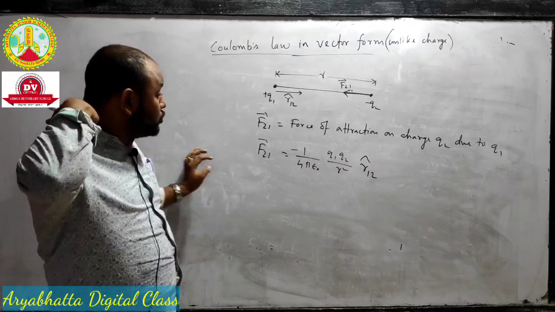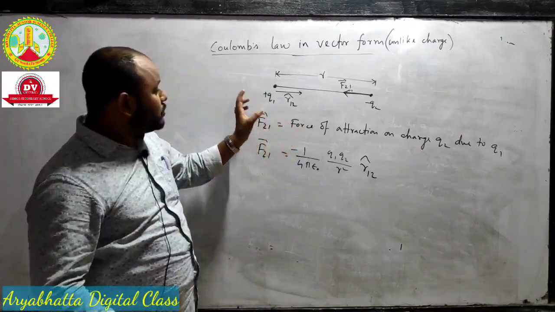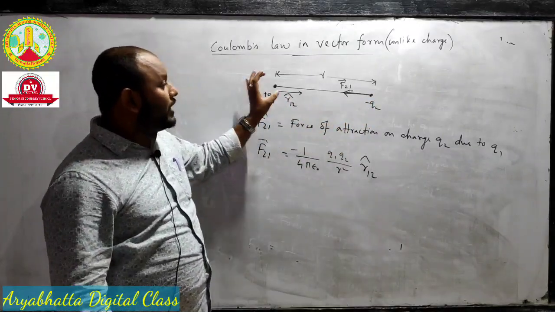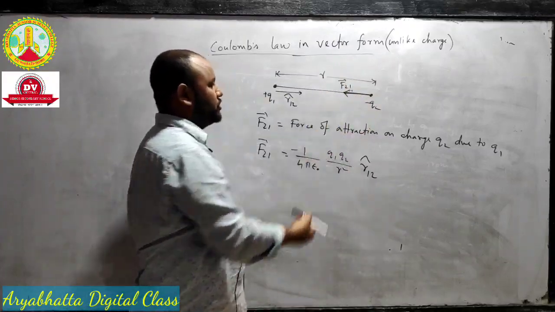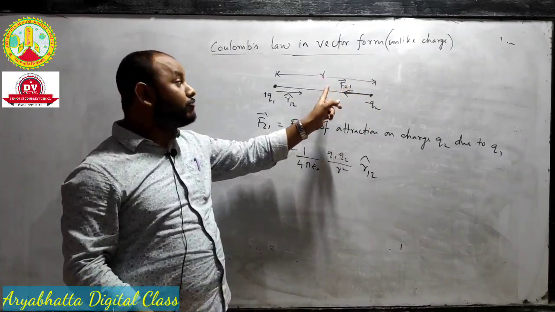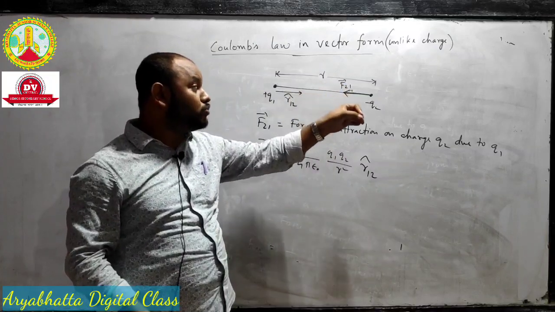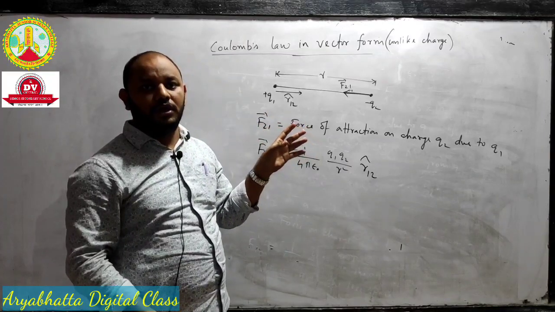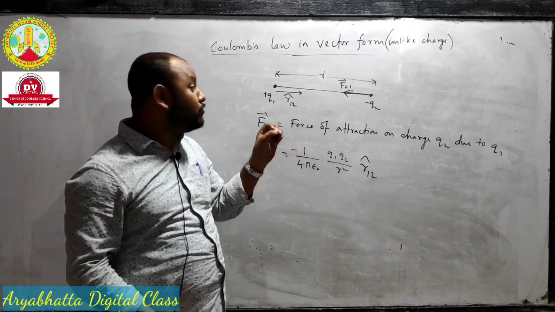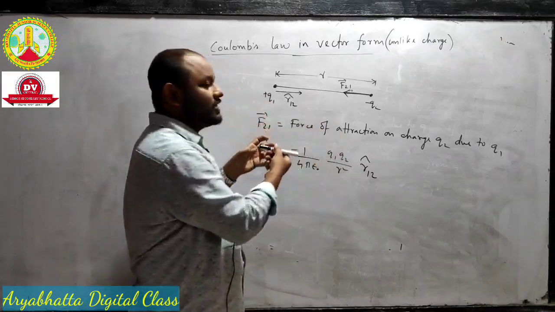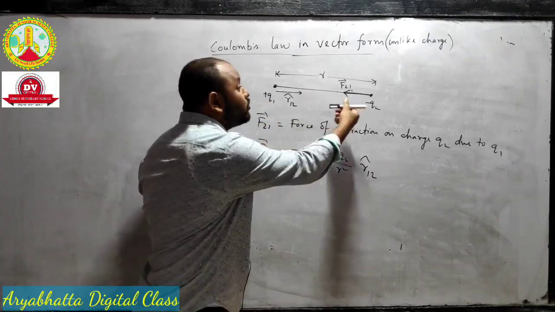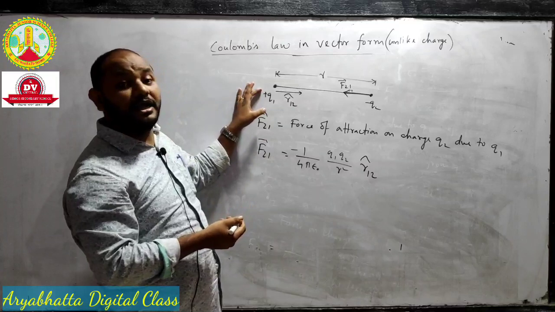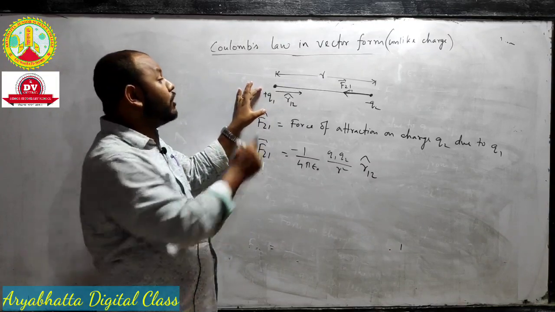So I will again repeat this. Suppose I have considered one positive, another negative. So this plus Q1 will attract minus Q2 in this direction with a force F21. F21 is the force on charge Q2 due to Q1. Here Q1 will exert that force. Who exerted this force? Q1 exerted it. On whom is the force acting? On Q2. So where is the origin of the force? The origin of the force is Q1. That is why the position vector will come from Q1.